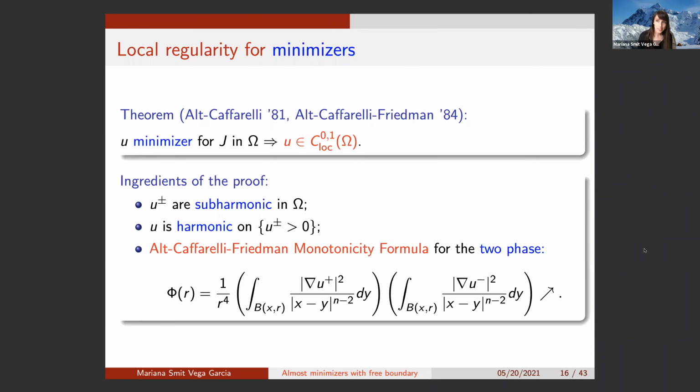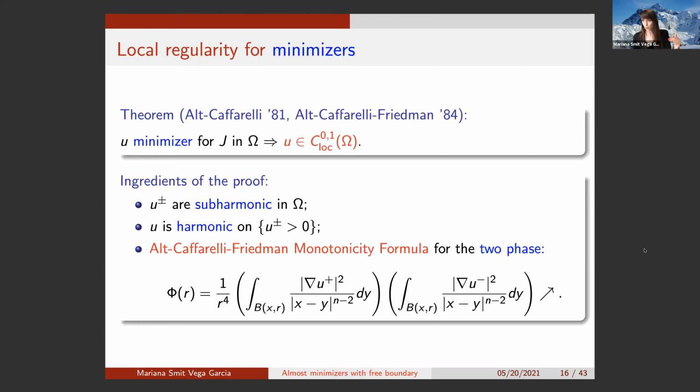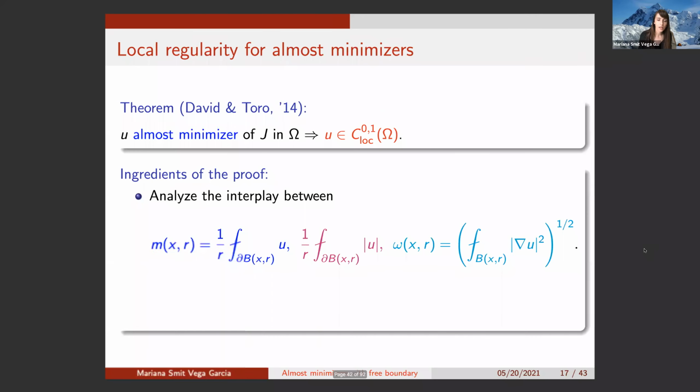Okay, can we still get this for the almost minimizers? And the answer is yes. We are able to show that the almost minimizers are going to be Lipschitz. However, we do not have at our disposal either one of these initially. So we don't have the PDEs. We initially didn't have an Alt-Caffarelli-Friedman.